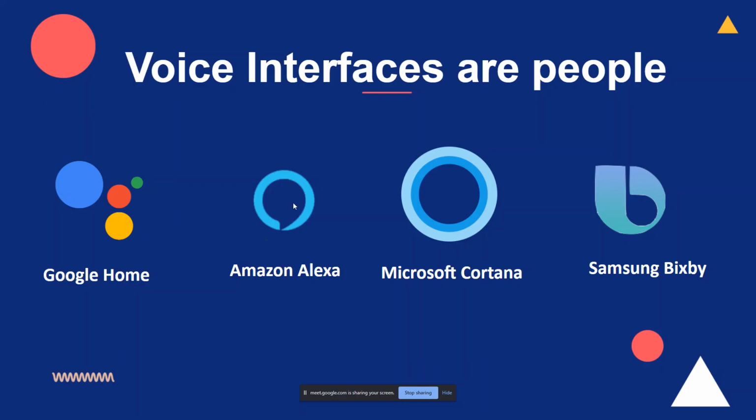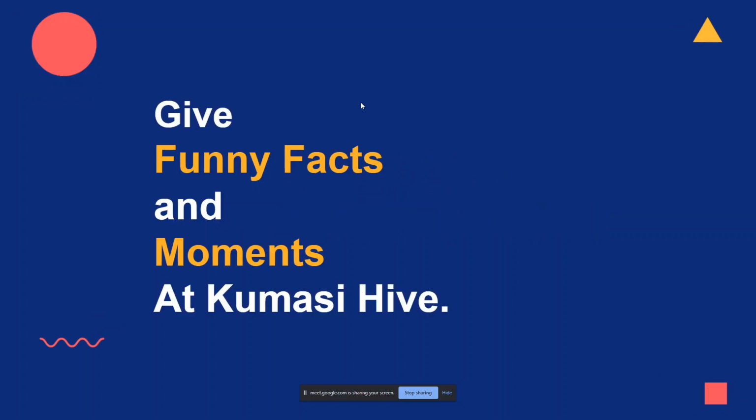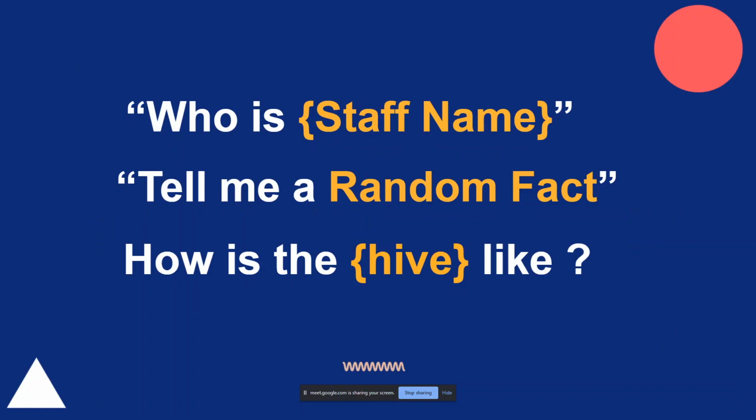So here are some of the skills I built with Alexa. Like I said, I work at Kumasi Hive, so we built an assistant, or a skill, where you can interact with Alexa and ask questions about Kumasi Hive, and Alexa will answer those questions for you. This is how it works. You ask Alexa to open Kumasi, and then you can ask Alexa if someone is a staff at the hive. You can also ask Alexa to tell you a random fact, and to tell you what the hive is like.